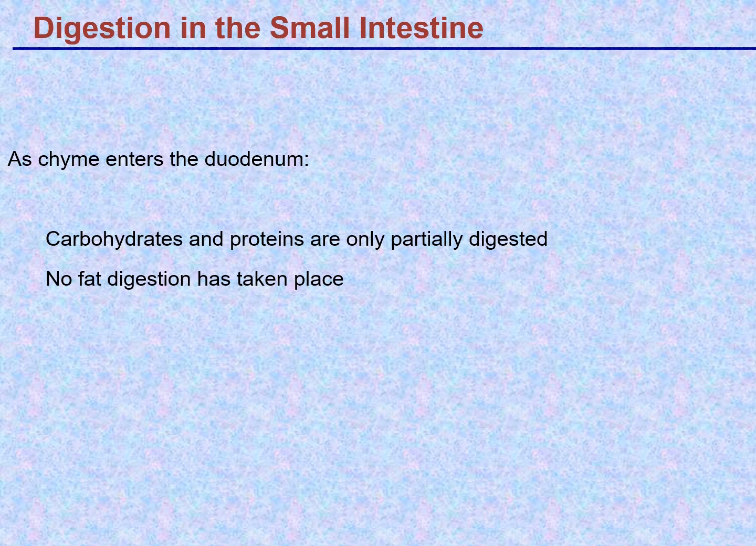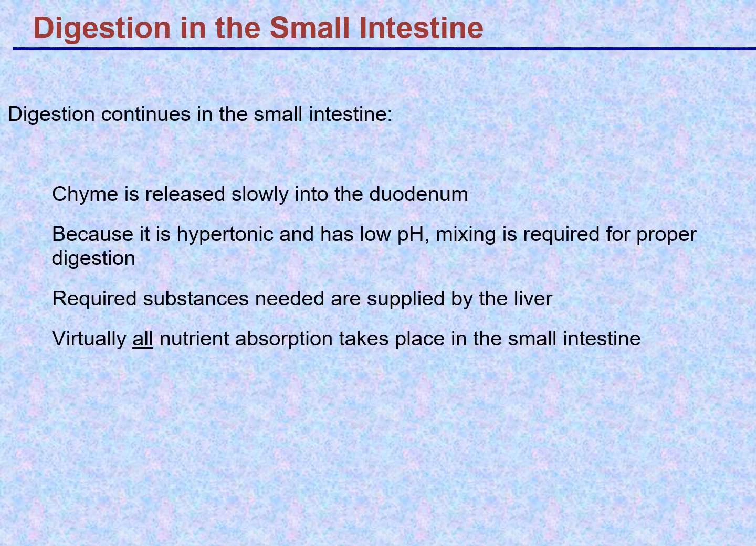carbohydrates and protein in the food have been partially digested by the action of salivary amylase and pepsin and acid and mechanical digestion, but no fat digestion has taken place yet on any of the fat that's in that chyme as it first enters the small intestine. The chyme is hypertonic and has a low pH.